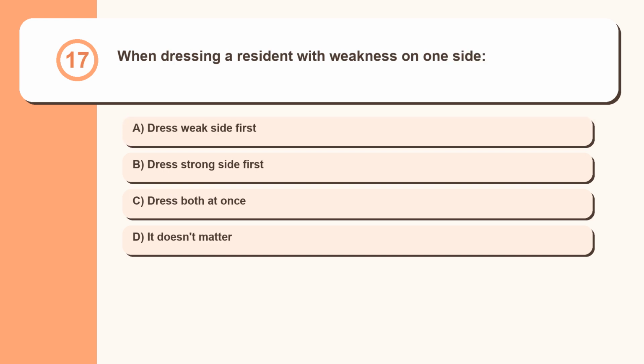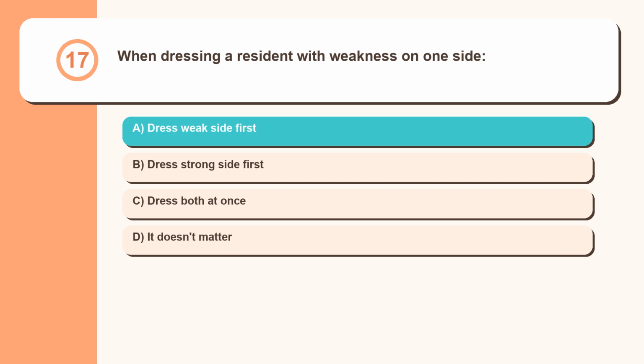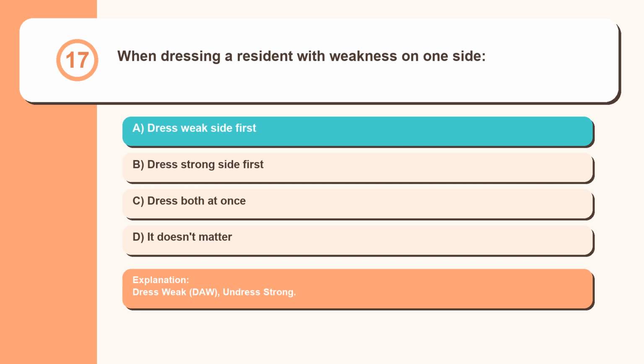Question 17. When dressing a resident with weakness on one side: dress weak side first. Dress strong side first. Dress both at once. It doesn't matter. Dress weak, undress strong.